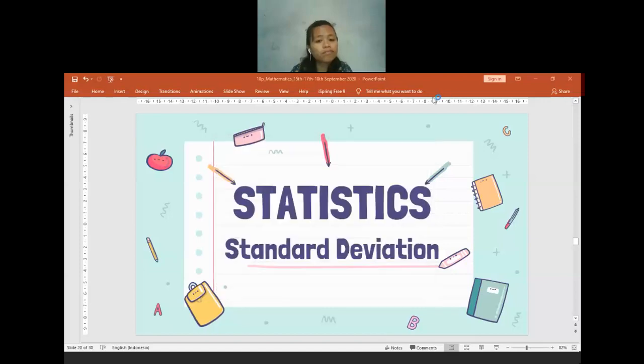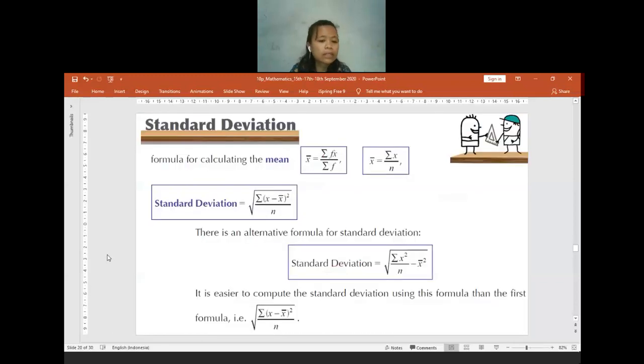For finding the mean, it will be yesterday's material. Finding the mean depends on what type of data it is. Usually we use sigma fx divided by sigma f. Fx means the value we multiply by its frequency. We find the total of it, and after that, we divide it by the total frequency. So now we have the standard deviation.